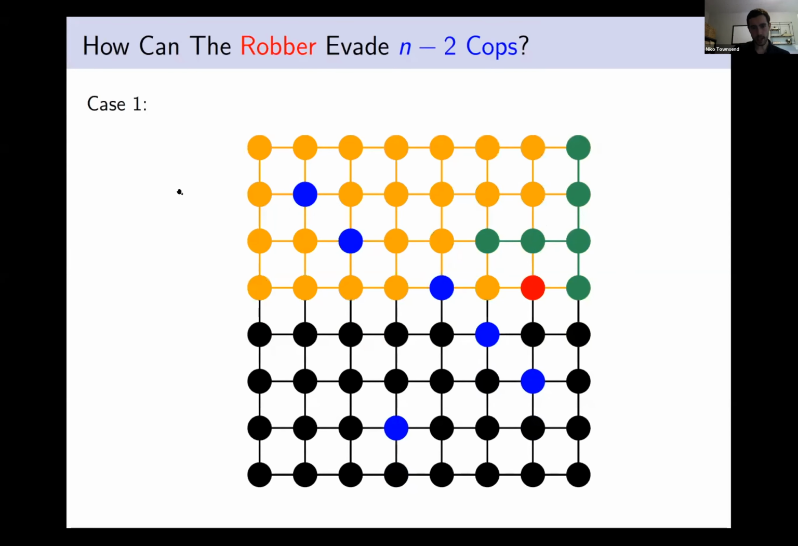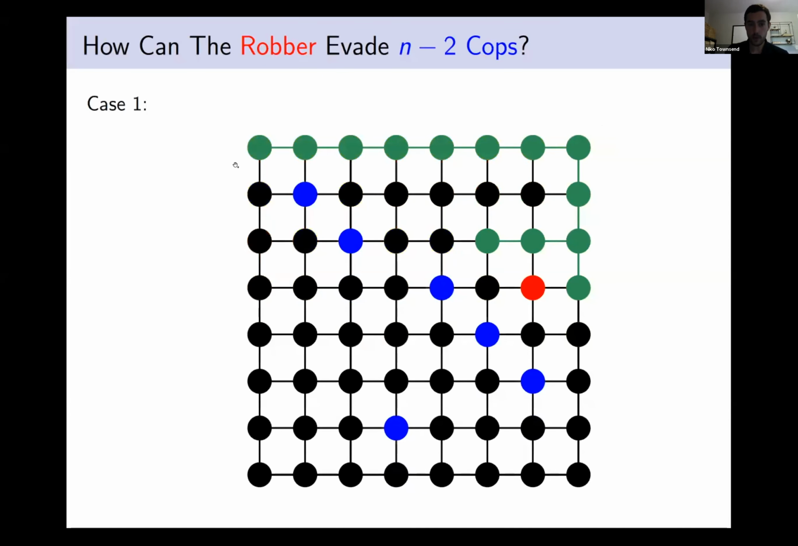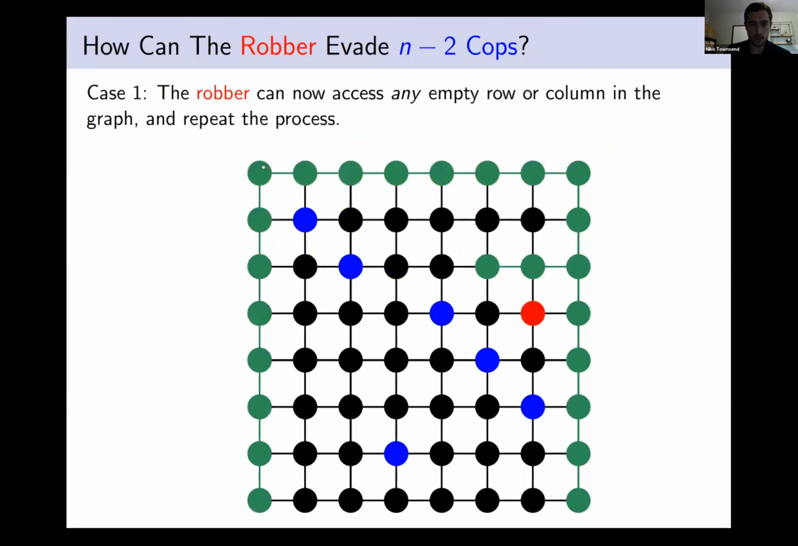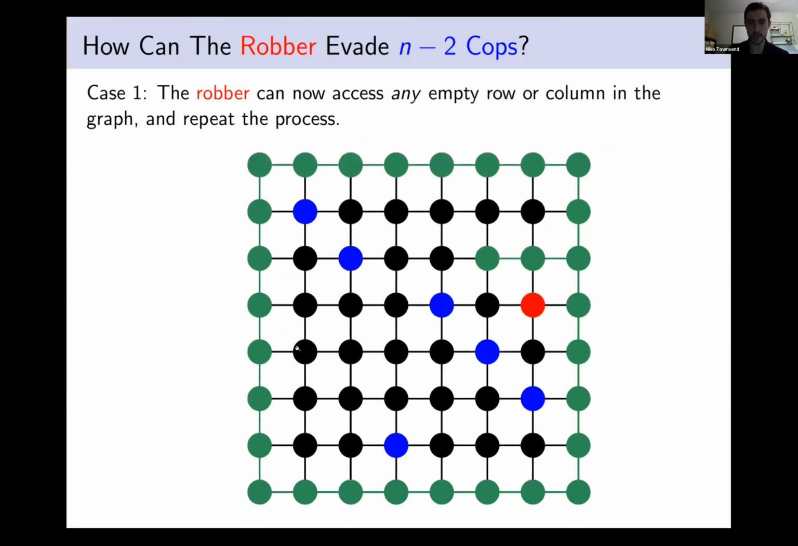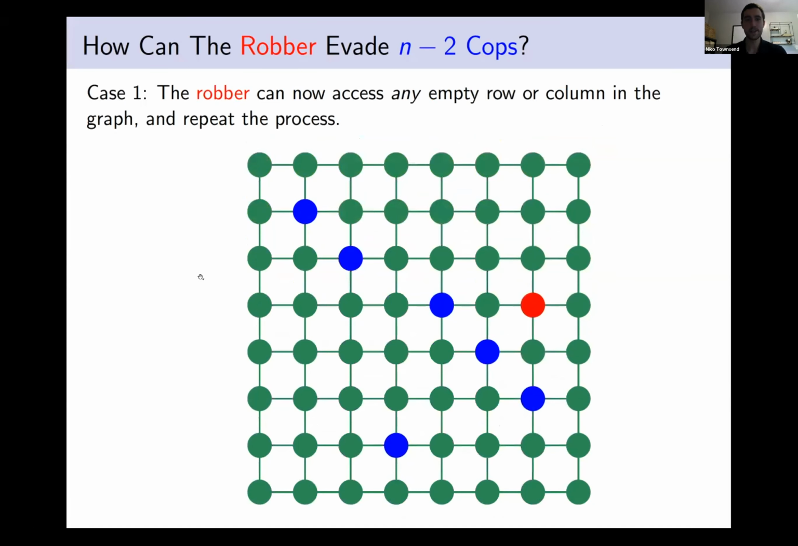And then if we look at the orange region again and cut off the bottom row, there's still an empty row here. So this column connects to an empty row in the entire graph. And once we're there, the robber can move pretty much anywhere. He can get to any empty columns, any empty rows, and well, anywhere really. So he can kind of repeat this process.